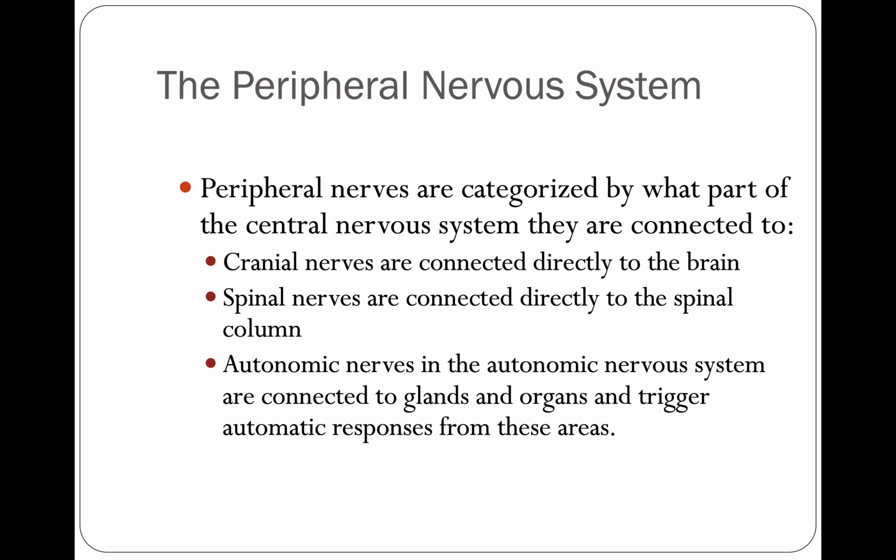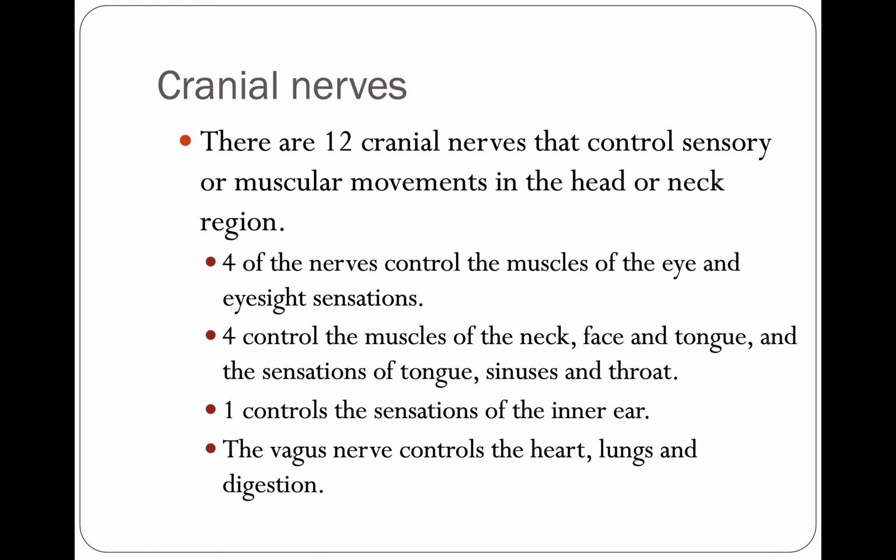Autonomic nerves in the autonomic nervous system are connected to glands and organs and trigger automatic responses from these areas. There are 12 cranial nerves that control sensory or muscular movements in the head or the neck region. Four of the nerves control the muscles of the eye and eyesight sensations. Four control the muscles of the neck, face, and tongue, and the sensations of the tongue, sinuses, and throat.